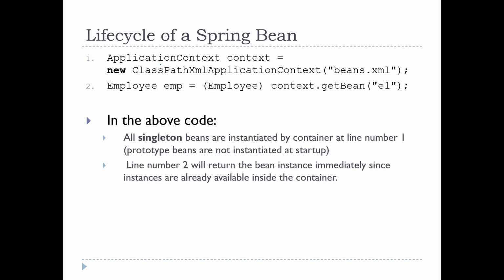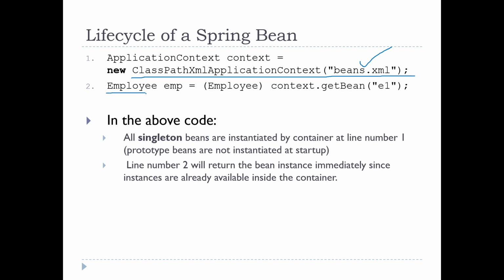So in the given code, where we are creating an object of ClassPathXmlApplicationContext, we are loading the beans.xml. So what happens is all singleton beans which are present in this beans.xml are instantiated by the IOC container as soon as this line is executed. So it does not wait for the getBean method to be called. All the objects will be automatically instantiated. So all constructors and setters will be called and the beans will be ready to use.